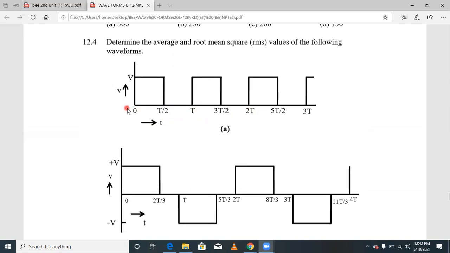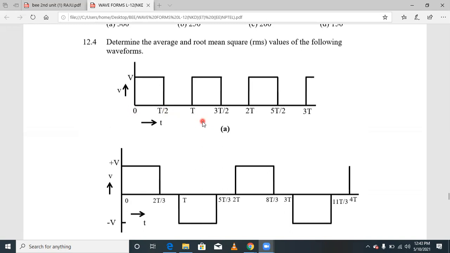The first part is 0 to T by 2, and the remaining part is T by 2 to T, where the value is 0. To find the RMS value, take the full cycle, so 0 to T only for the full cycle. This is the time period of this waveform.